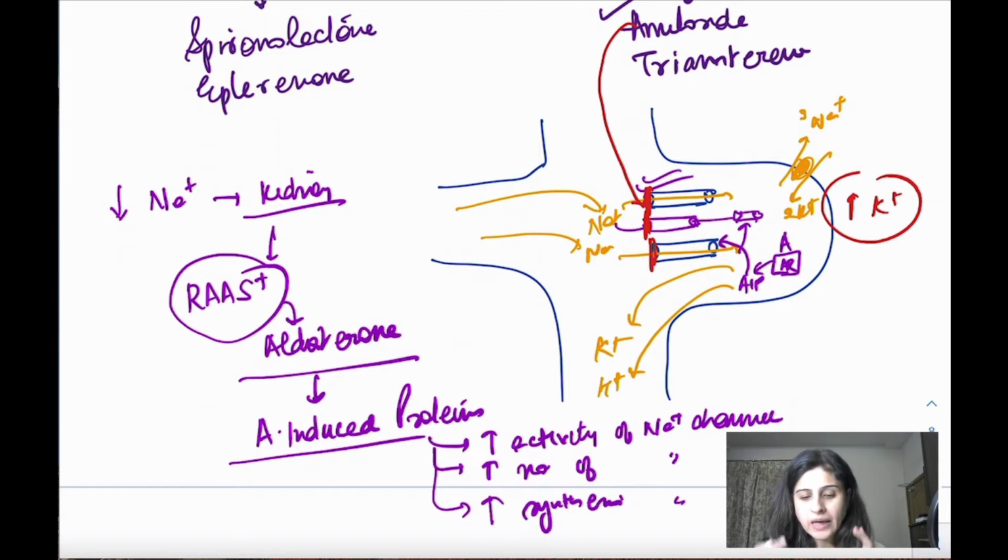Okay? And what happens if you give an aldosterone antagonist? When you give an aldosterone antagonist like spironolactone, what will happen? The antagonist is going to attach to the receptor, and it will not allow aldosterone to attach to the receptor. So nothing which aldosterone was going to do will happen.